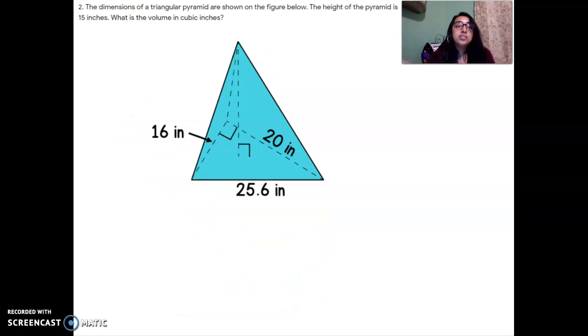All right, the dimensions of a triangular pyramid are shown on the figure below. The height of the pyramid is 15 inches. What is the volume in cubic inches? So I am looking for the volume. It is a pyramid, so I am going to have 1/3 area of the base times height.